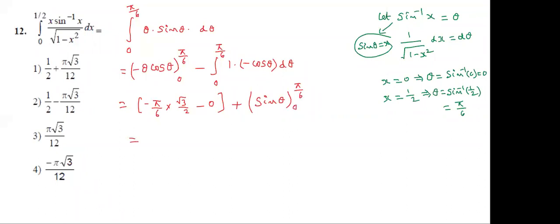Here observe that minus pi root 3 by 12 plus upper limit 1 by 2, lower limit 0. So the answer is 1 by 2 minus pi root 3 by 12. Students, which option is correct? The second option is correct.